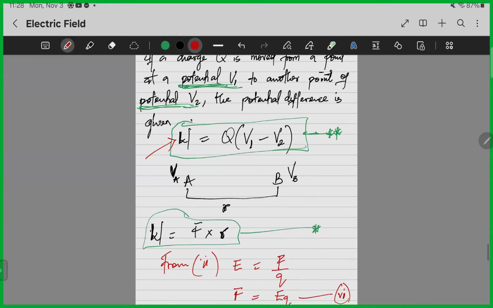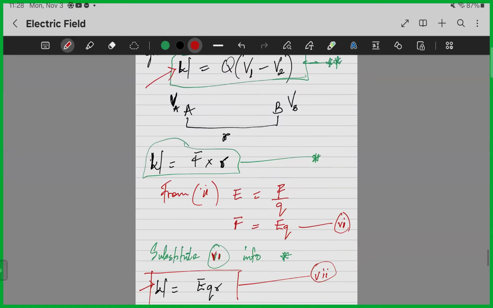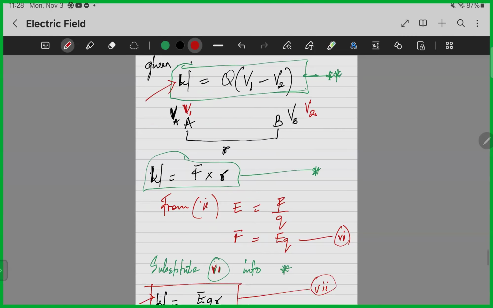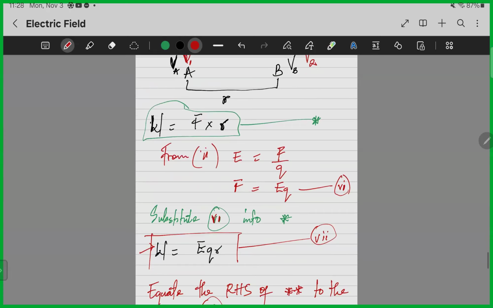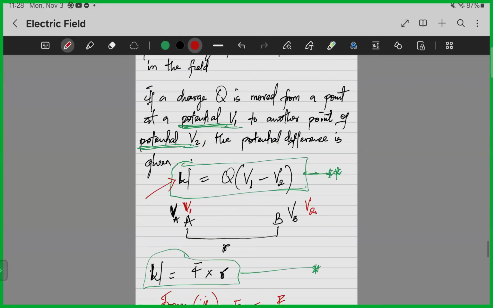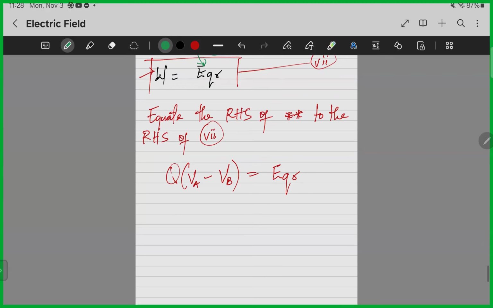Now the right hand side of star star, what do we see there? Q into bracket V1 minus V2. Let's call V1 VA and V2 VB. So we have Q into VA minus VB, representing first point and second point, equal to EQR. What did we just do? Let me point arrows so that you know what we are doing. We equated this right hand side because that's work, and we equated it to this right hand side because this is also work. This is not the first time we're doing something like that.